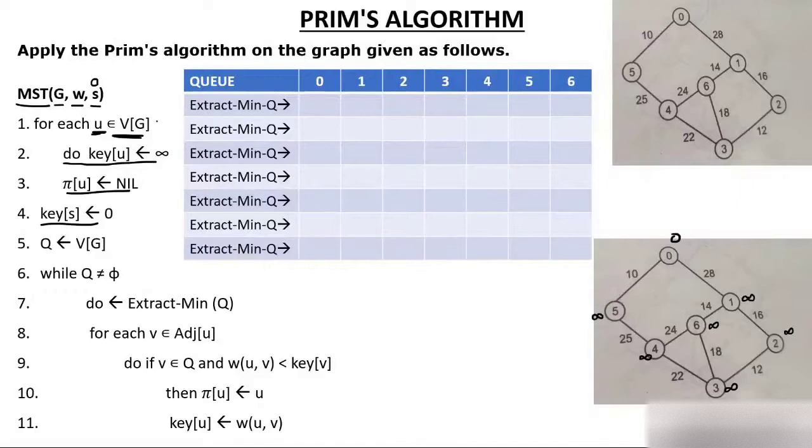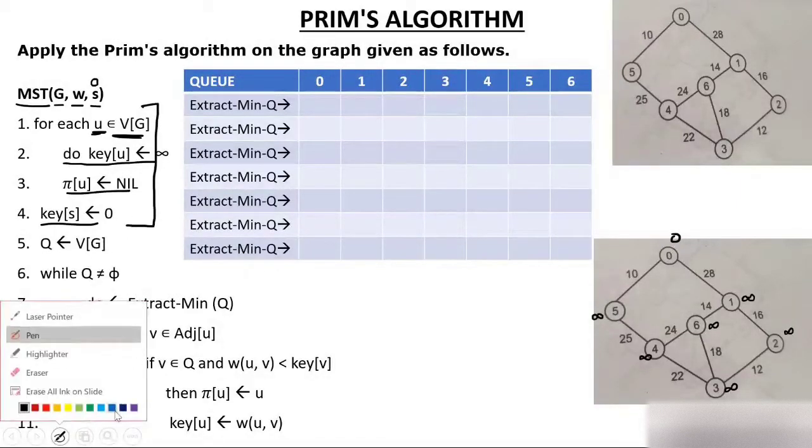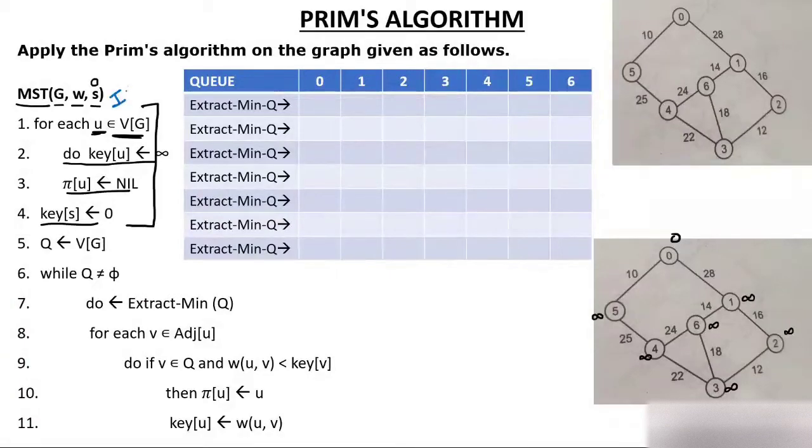These four steps, from 1 to 4, are called initialize single source, where for every vertex you make the source 0 and all other nodes infinity. This is called initialize single source.